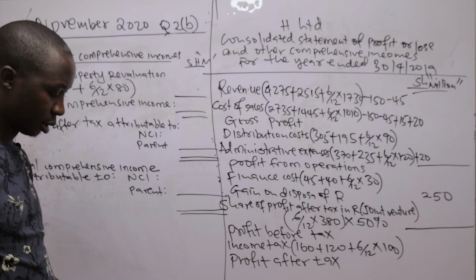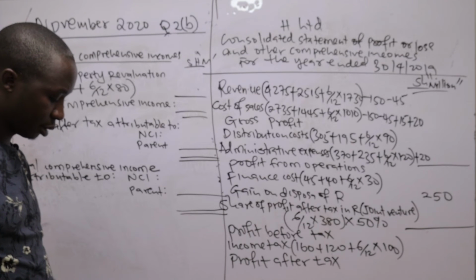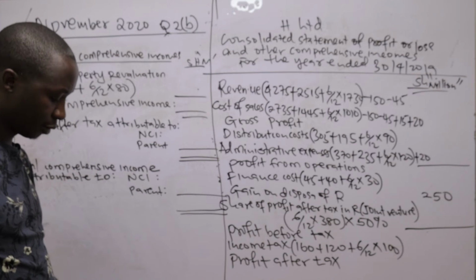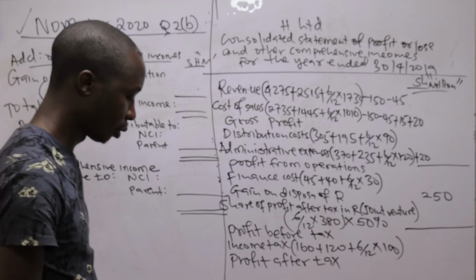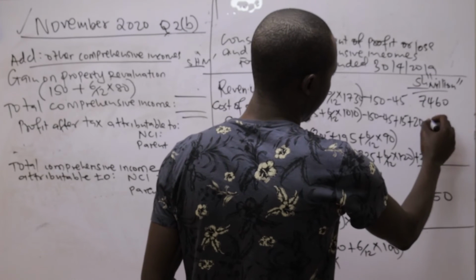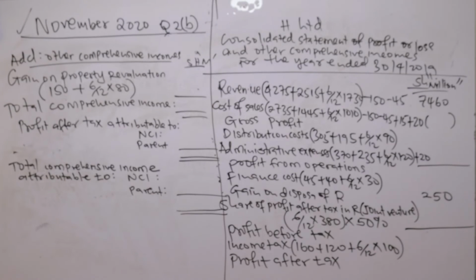4275 plus 2515 plus 6/12 times 1730 minus 150 minus 45. So the first one is 7460. And now we deduct what? Cost of sales.